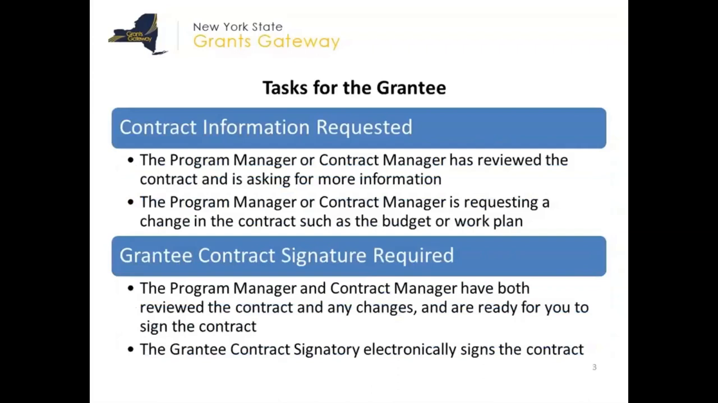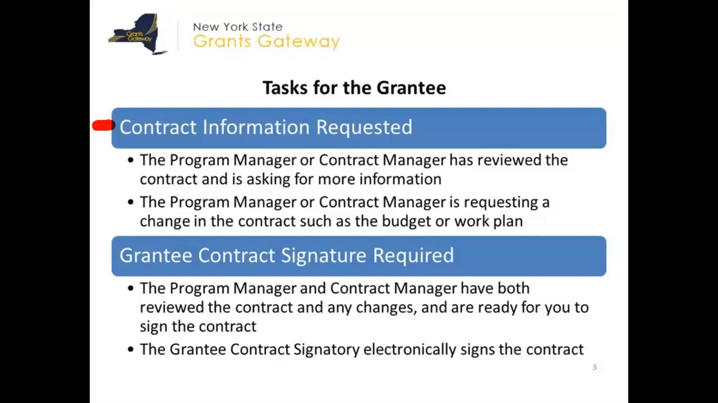So there would be 2 tasks for you or your organization based on what's going on with the contract. The first thing is the one we're going to spend most of the time on today, contract information requested. It's actually called contract info requested PM, meaning that it was sent to you from the program manager. So the program manager or contract manager has reviewed your contract and is asking for more information, or they're asking for you to fill it out, or they're requesting a change in the contract, such as the budget or work plan. Basically, this is your opportunity to fill out the details of the contract that you need to. And I'm going to go through the contract to show you what details you actually have to fill out.